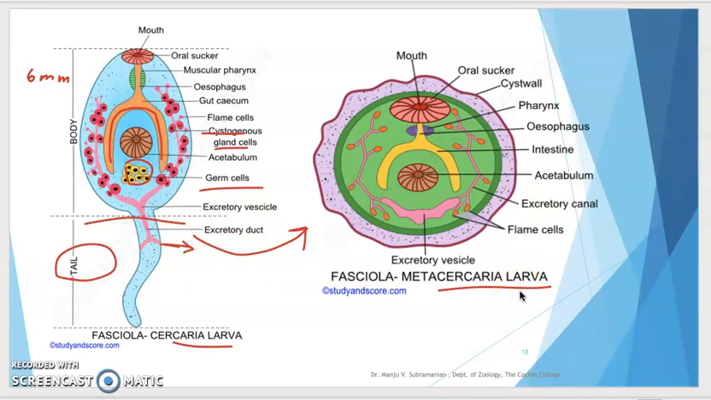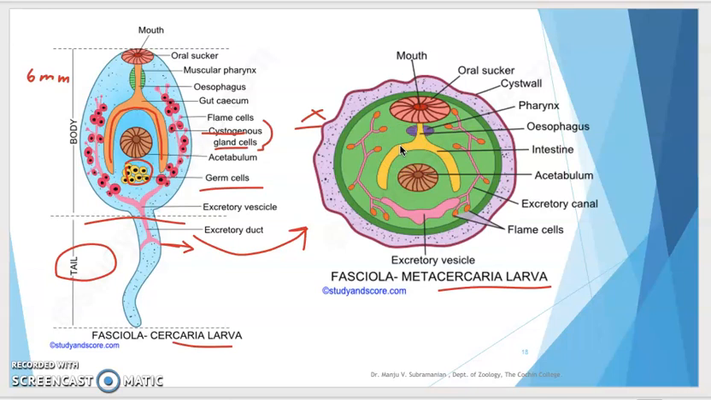The tail is absent in Metacercaria, and the cystogenous glands are absent in this Metacercaria, or we can say that they degenerate in Metacercaria larvae. The flame cells are also present in this Metacercaria. It has a mouth that leads into the pharynx. There is an inverted U intestine in the body cavity. The germ cells are also present.